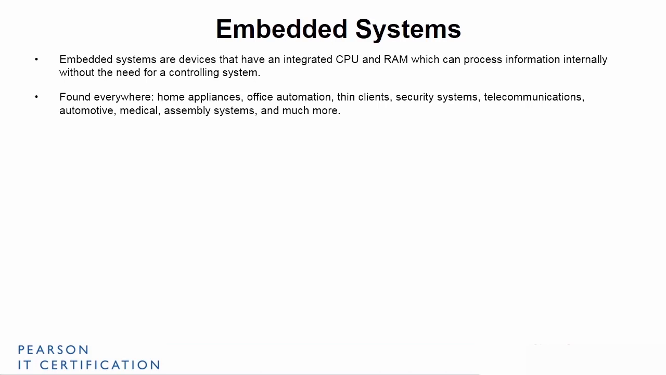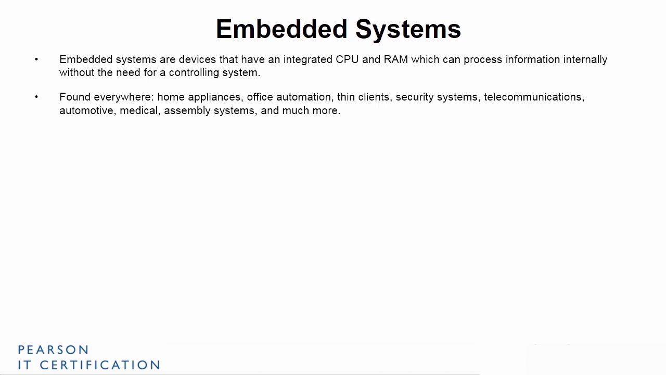Embedded systems can be found everywhere. But again, the idea is that you have the integrated CPU and RAM, and it can process information internally from an operating system that is embedded in memory without the need for an external controlling system. That's not to say that there won't be one, because in many cases there will be.